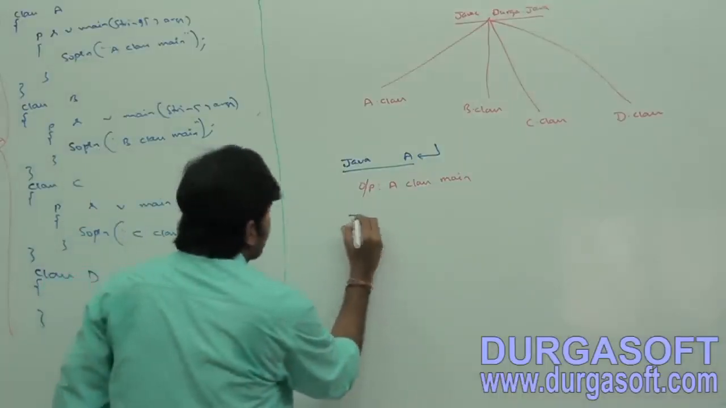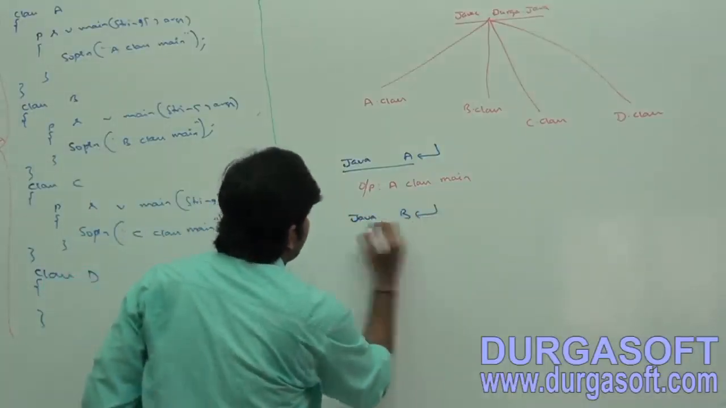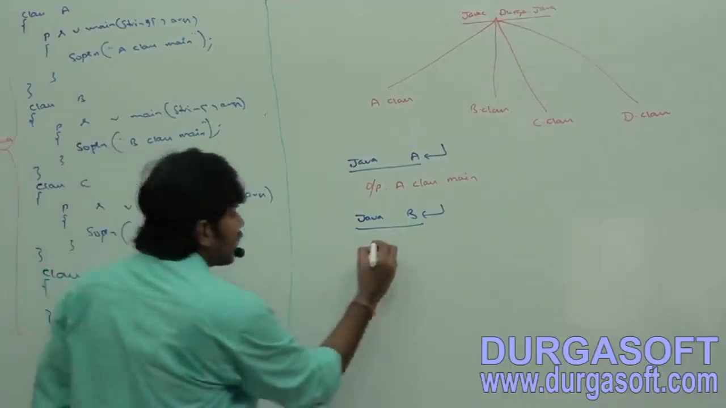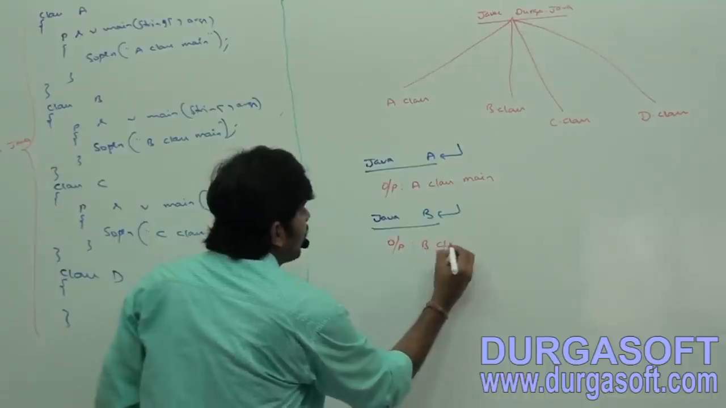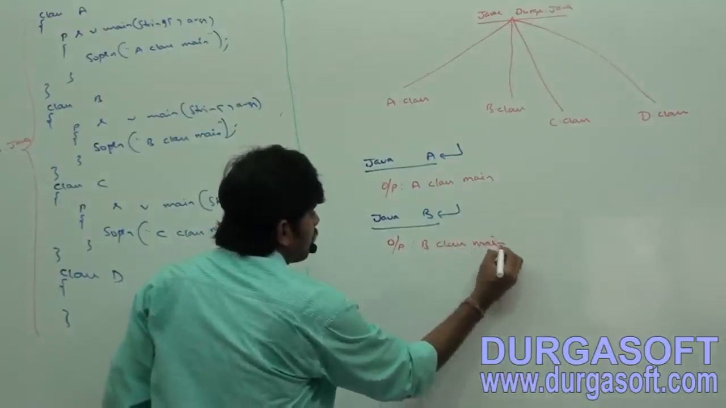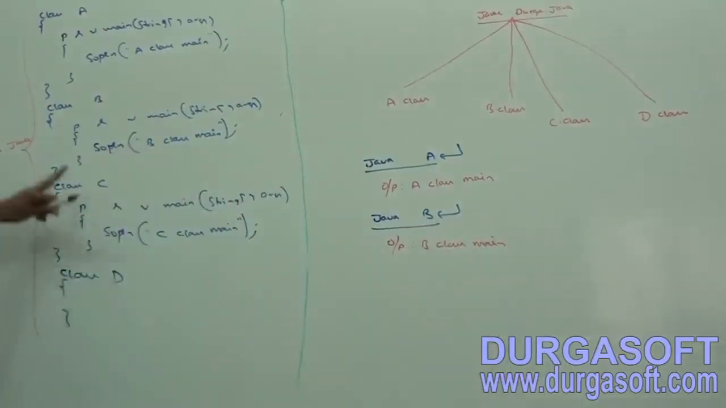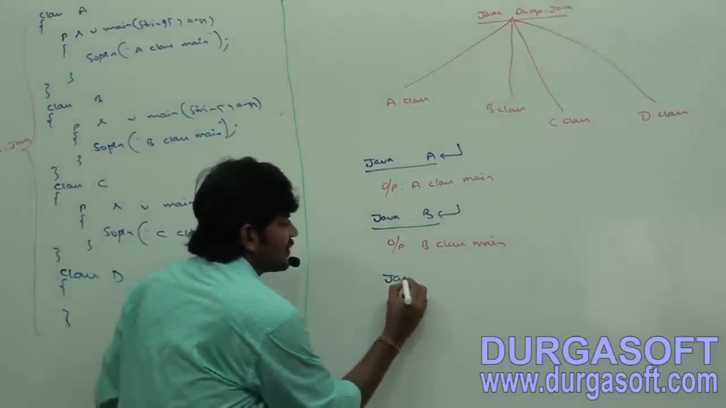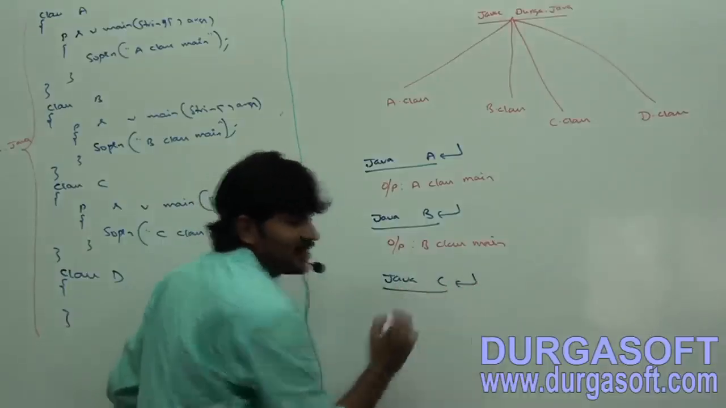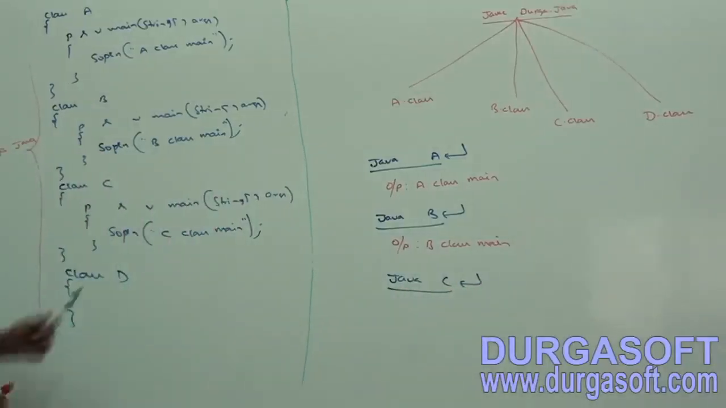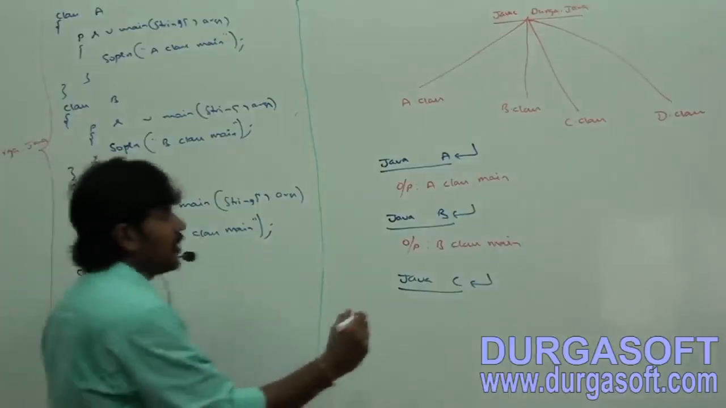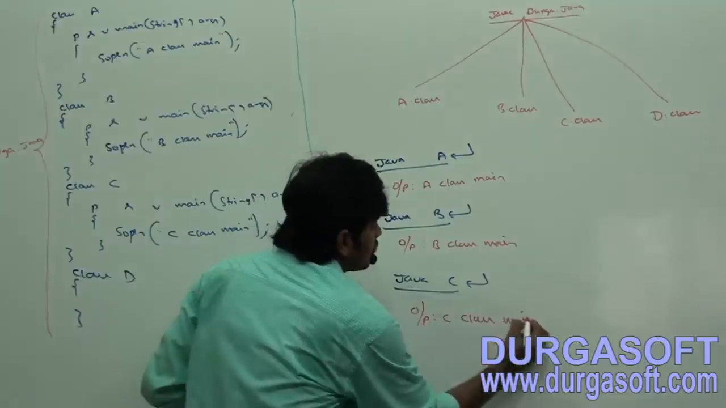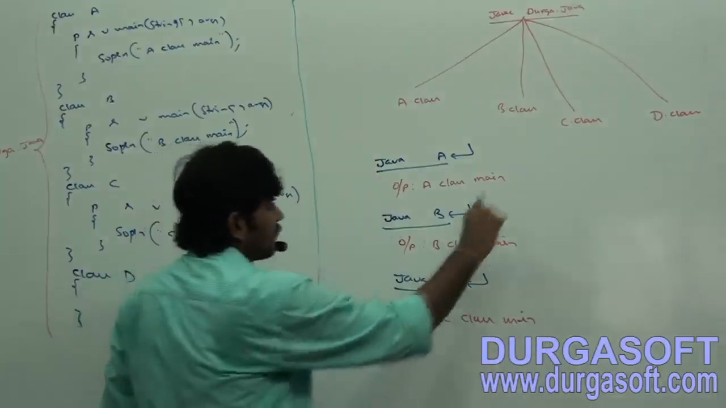Now I am taking java B. What is the output by default we are going to get now? B class main, because I am executing B. Next, java C. Does class C contain a main method or not? Yes. Then what is the output by default? C class main.